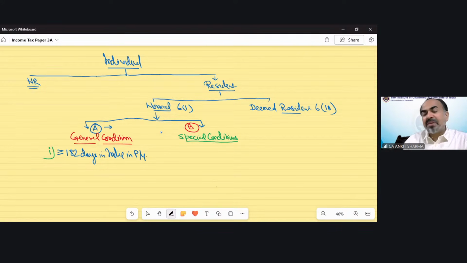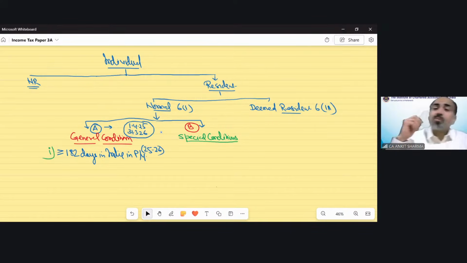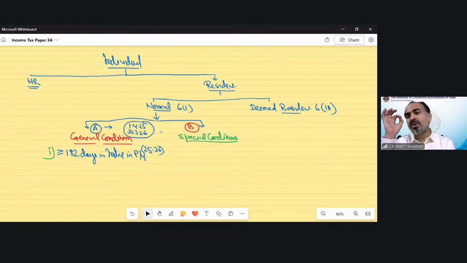So what is our previous year? Our previous year is 25-26. So 25-26 means we are talking about this time duration, 1st April 25 till 31st March 26. During this time duration, if you are in India for more than or equal to 182 days, you will be called a resident in India for this year. Apply this condition upon yourself.